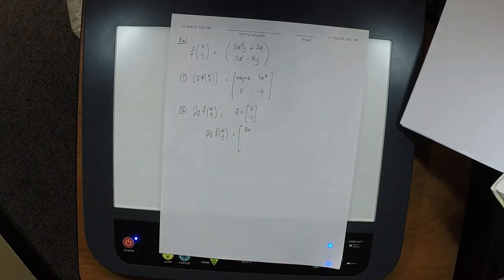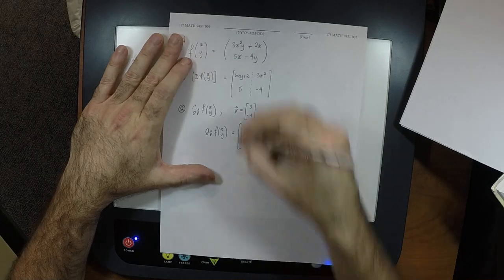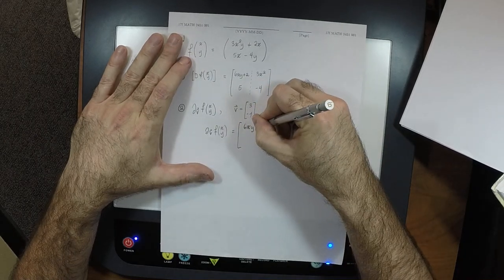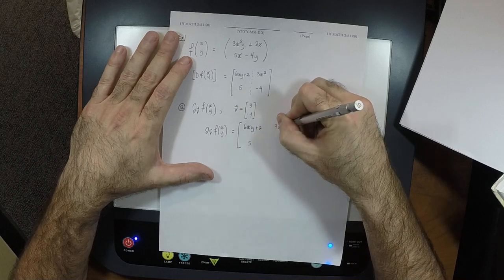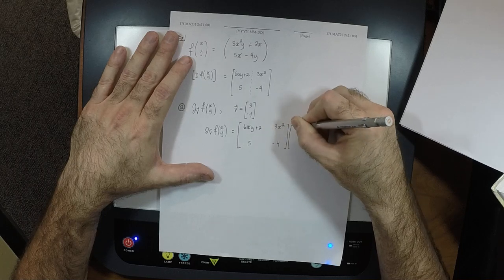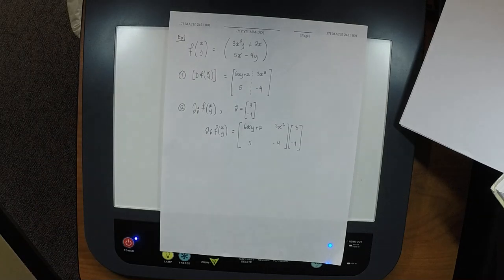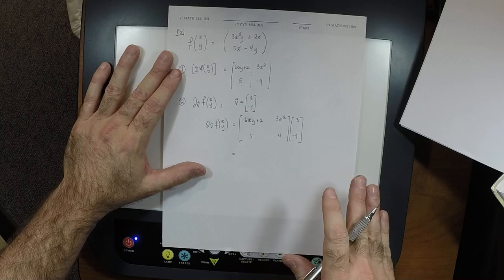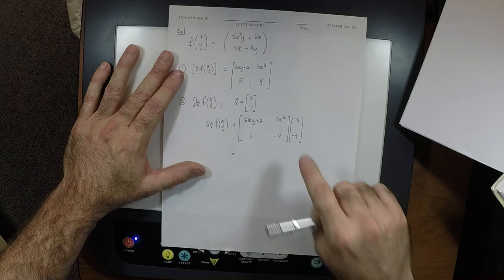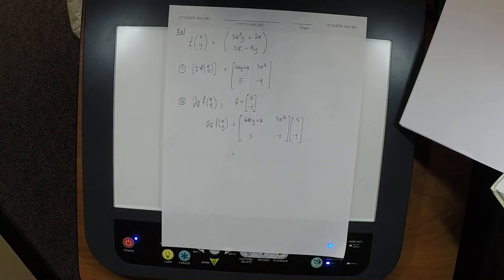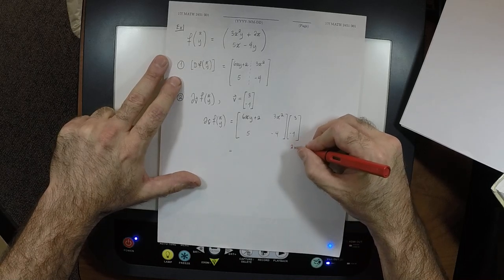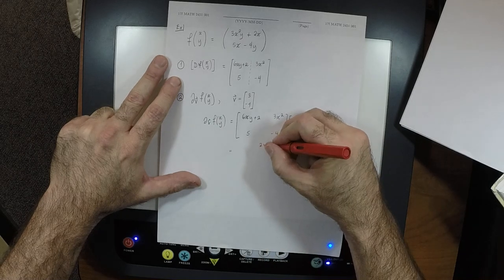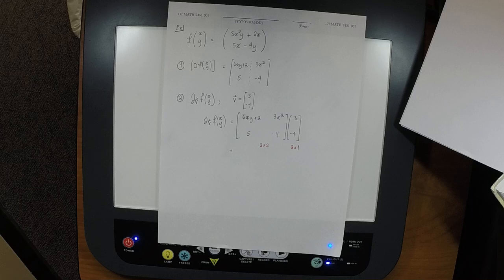Six xy plus 2, 5, 3x squared, -4, times 3, -1. Okay. So now, I think this is the first time we've multiplied a matrix in this class. Yeah, that's good. So what kind of result will come of this? It'll be a column, right? It'll be a column because the vector is 2 by 1, and this one is 2 by 2. So as a result, it ought to be 2 by 1, the outside ones.